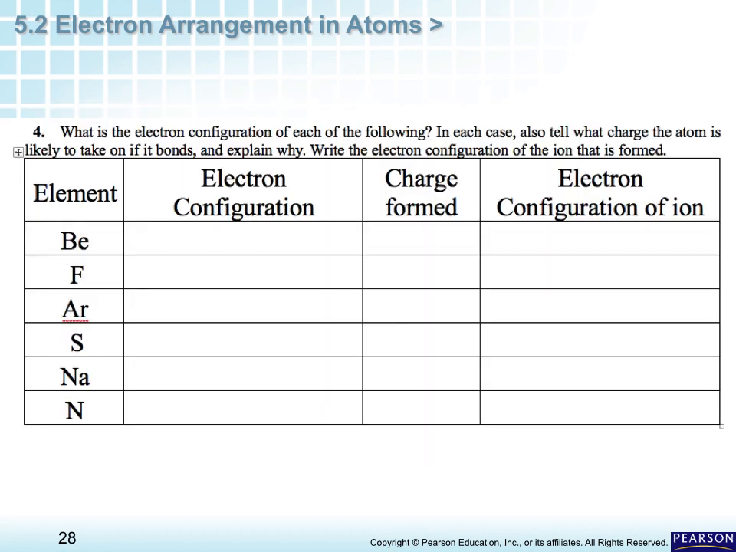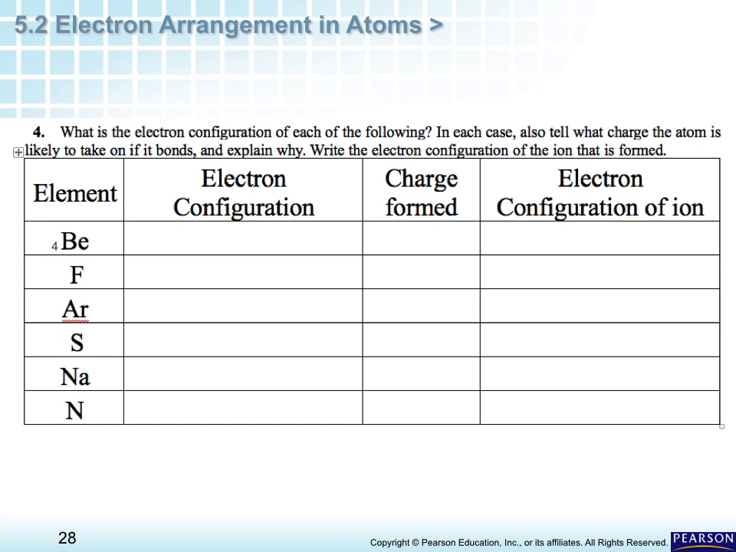All right. What is the electron configuration of each of the following? In each case, also tell what charge the atom is likely to take on in its bonds and explain why. Write the electron configuration of that ion. Okay, so I have a table here with elements. I want their electron configuration, I want their charge, I want their electron configuration of their ions. So the first thing I'm going to do is I'm going to look on my periodic table and find the elements.